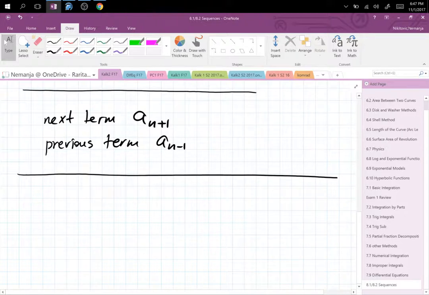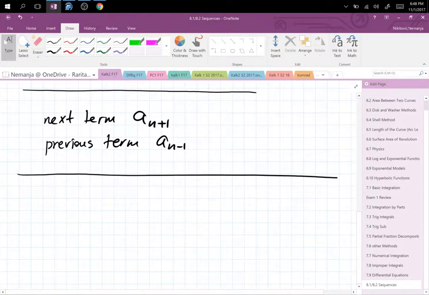All right, so the definition of a sequence. There is no previous term for the start of the sequence, right? No previous term. And there's also no last term, right? Because it goes to infinity.